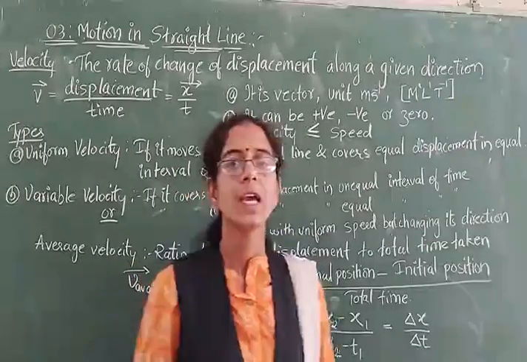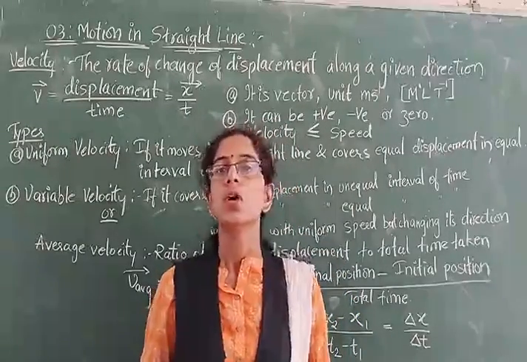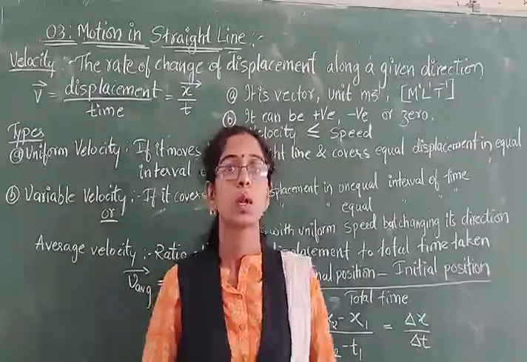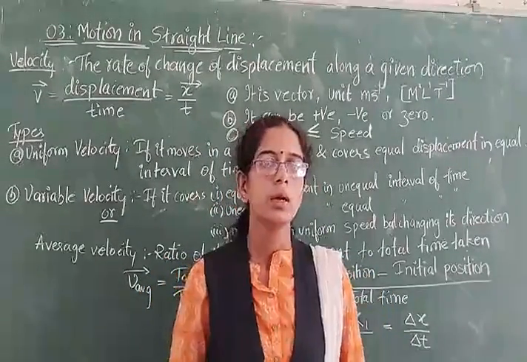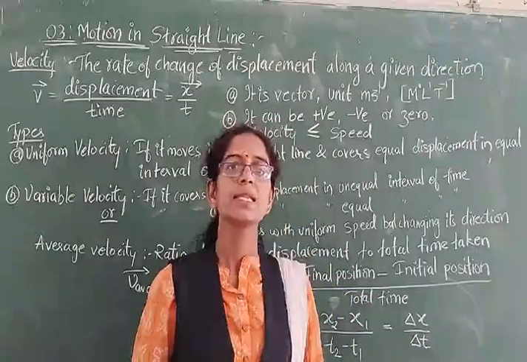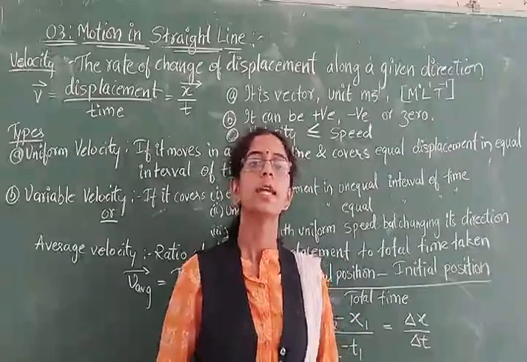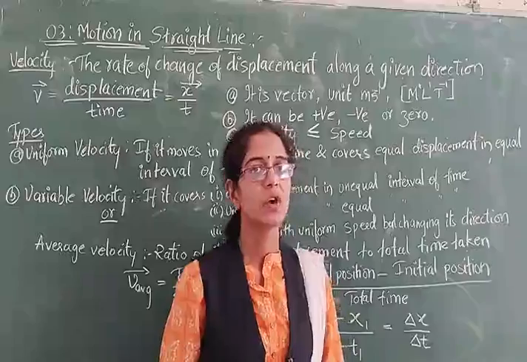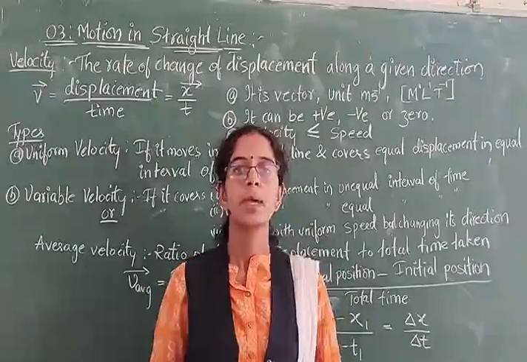Okay. So we have studied just now about speed and its types. Along with that speed, we have one more important variable in this chapter, that is velocity. Velocity is nothing but the ratio of displacement upon time. When we talk about speed, we take into consideration the distance traveled by the object. But when we talk about velocity, we take into consideration the displacement made by the object.